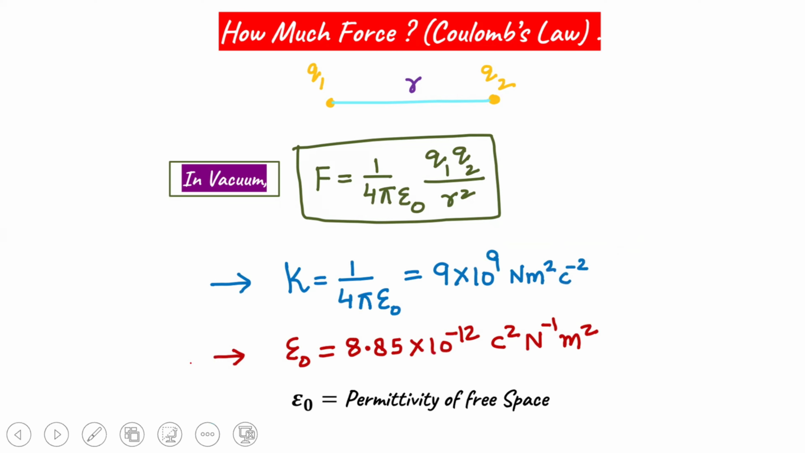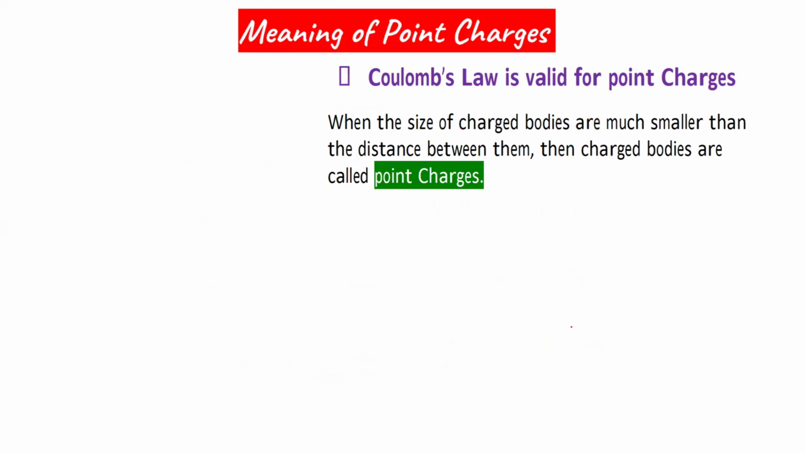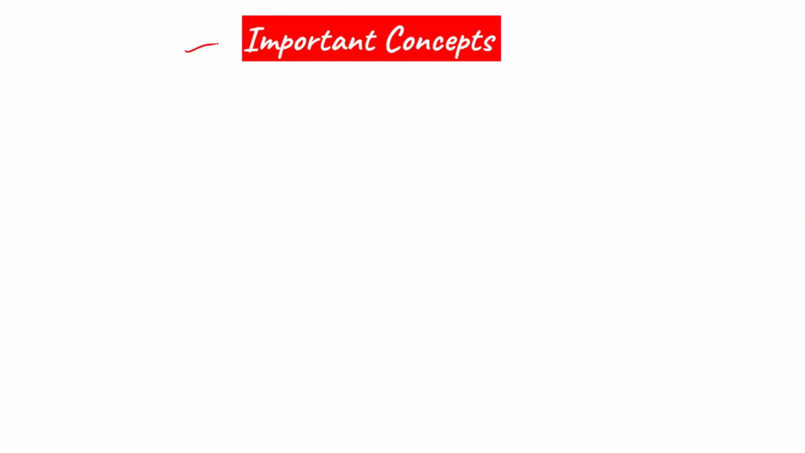Now see, another important thing is how to define this epsilon. This is called permittivity, which is 8.85 into 10 to the power minus 12 coulomb square per Newton meter square. This is called the permittivity of free space. Now, what is the meaning of point charges? Coulomb's law is valid for point charges. It means that when the size of the charged bodies is much smaller than the distance between them, then the charged bodies are called point charges.